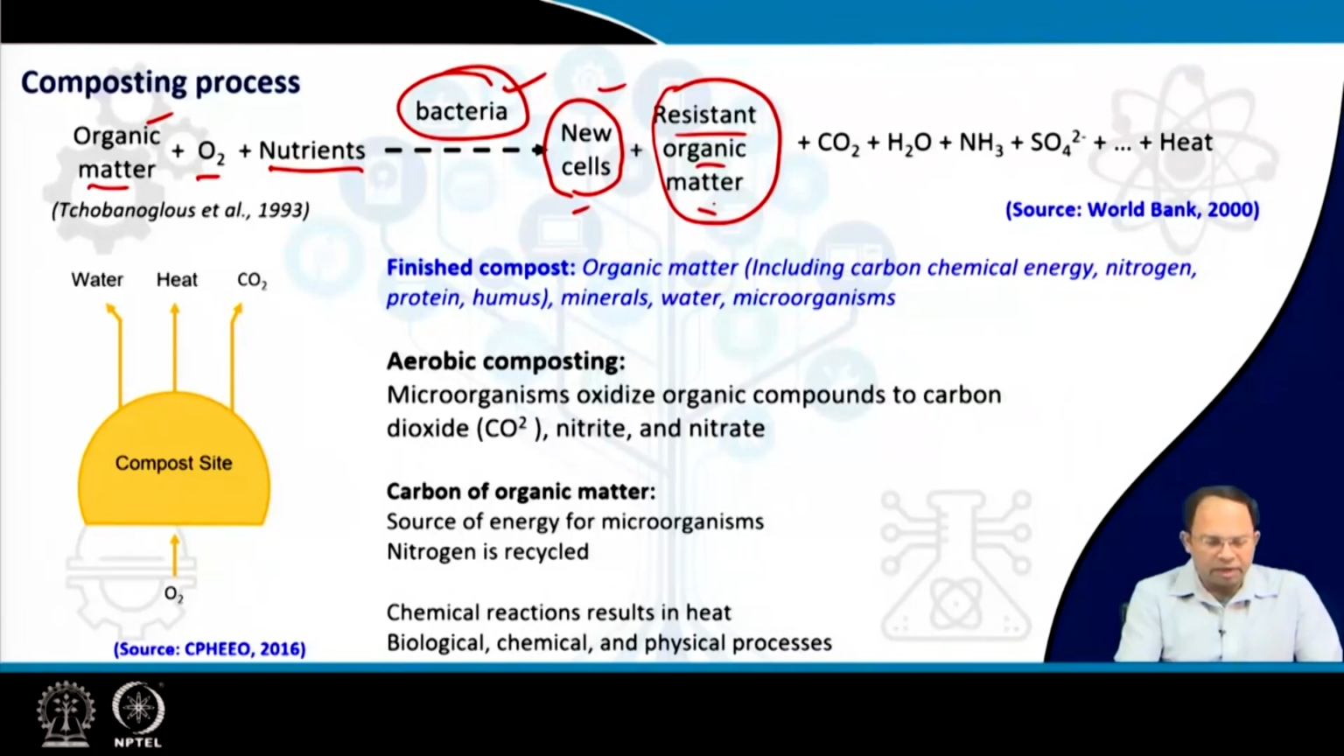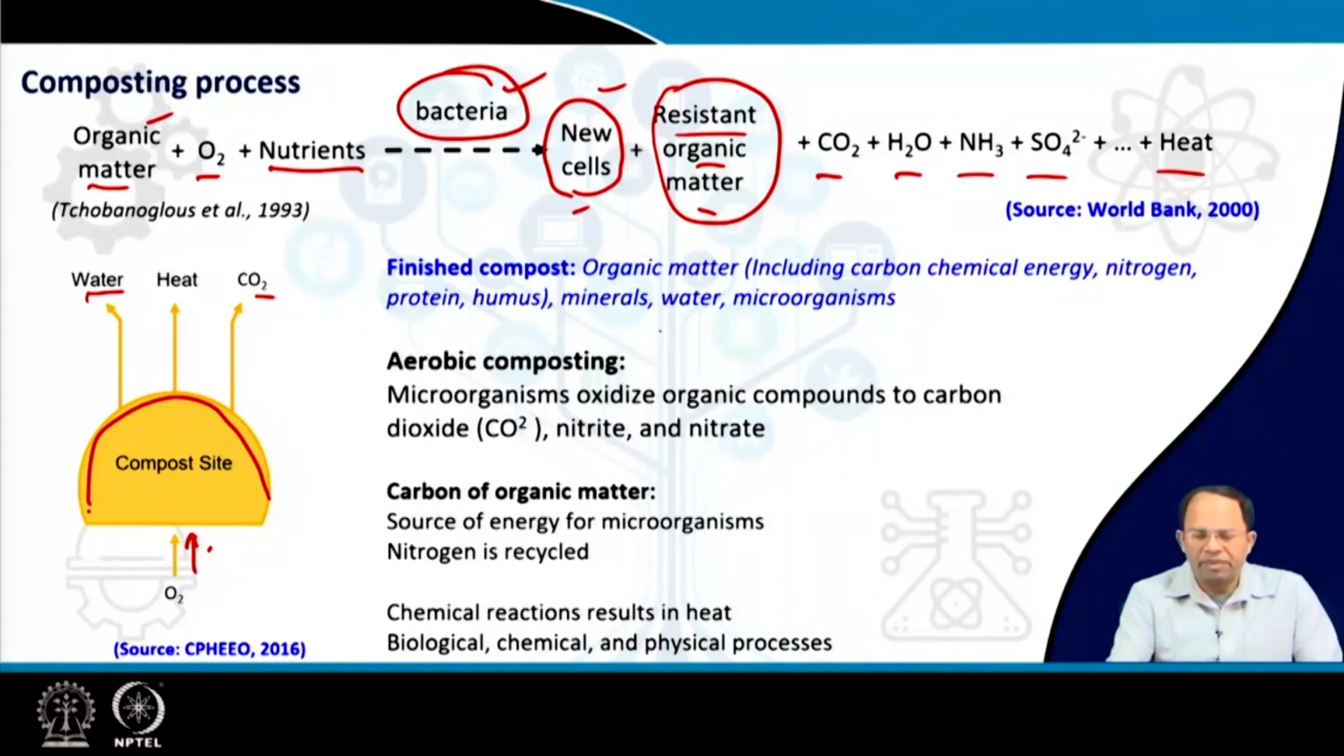Along with that, we create a pile of compost and oxygen is there, but after the reaction, it results in CO2, water, moisture, as well as other kinds of sulfates, nitrites, nitrates, and it also produces a lot of heat because it's a chemical reaction. It's a reaction, right?